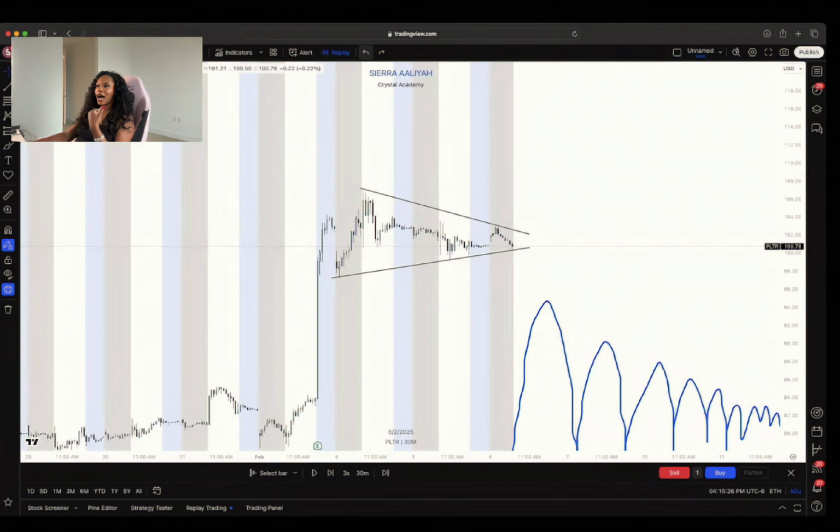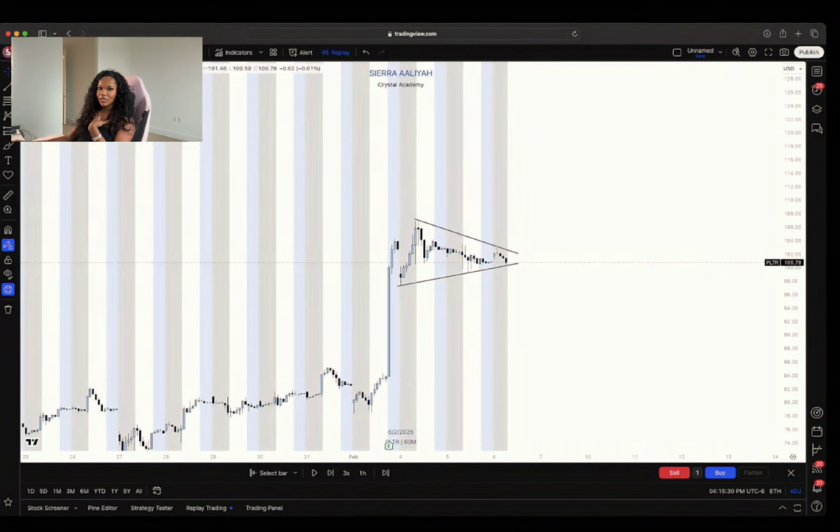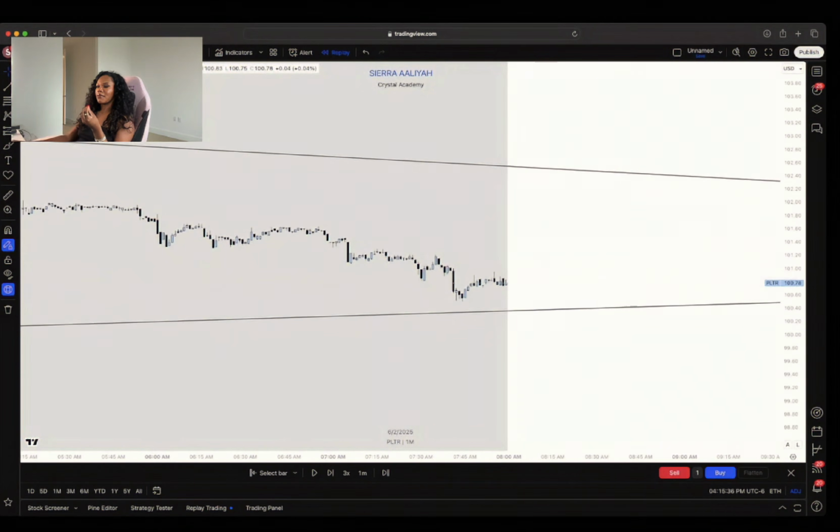So literally all I did today was draw these two lines. I personally trade on the 1 minute time frame because I feel like I get to see what's happening best on the 1 minute time frame.